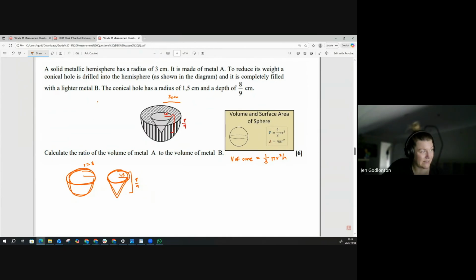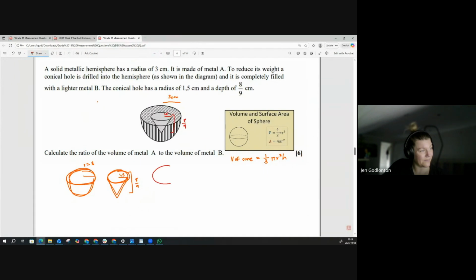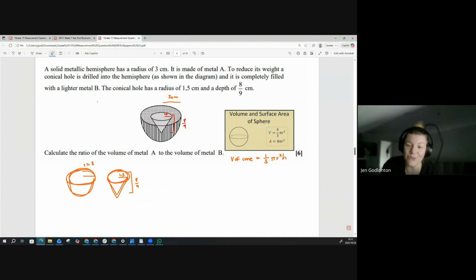And just as a little helping hand for that cone, I think that'll just overcomplicate things. But you have everything you need.